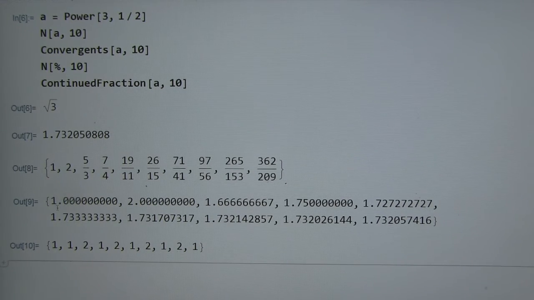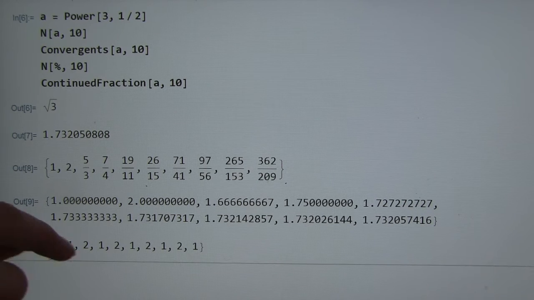Okay, so with square root of 2, we got 1 plus 1 over 2 plus 1 over 2 plus 1 over 2. For square root of 3, we got this. Okay. 1 plus 1 over 1 plus 1 over 2 plus 1 over 1. So we have this extra 1, and then we alternate 1, 2, 1, 2, 1, 2, 1, 2. Okay. So pick another square root.